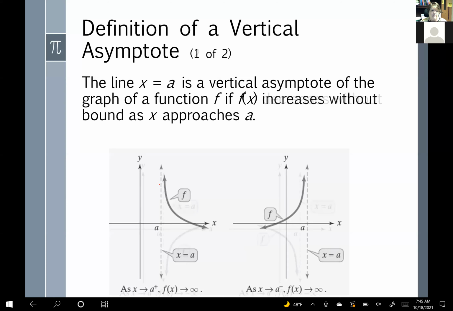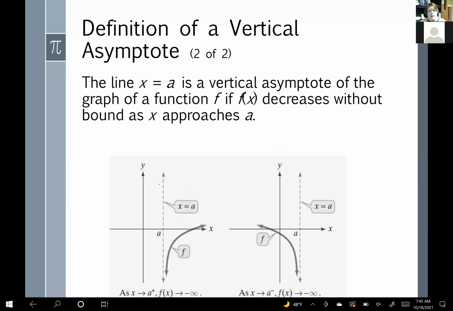So the next images are it's decreasing without bound. Again, it's a vertical line that your function approaches either from the right or the left. As it approaches that line, it decreases without bound. So a vertical asymptote is a vertical line that your graph of your function approaches, and it either increases or decreases without bound. So how do you find those?